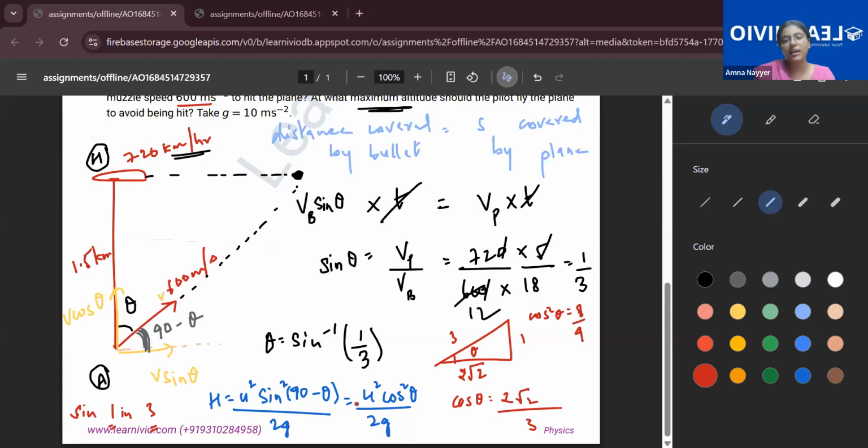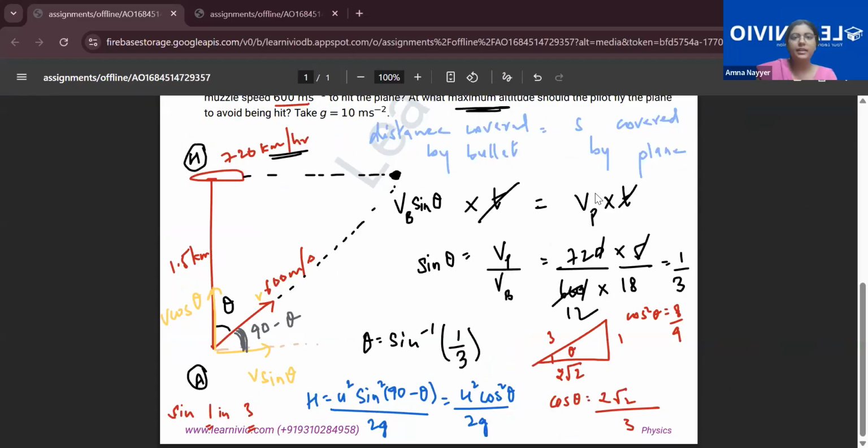The rest of the things you have: u square, u is 600, cos square theta is 8 by 9, 2 into 10. This you can calculate and tell me the answer. Okay, is that clear? Did you understand this question, Neha? Is it completely fine? Yes, ma'am. Let's write it. Then one question of the tan beta one we discuss.